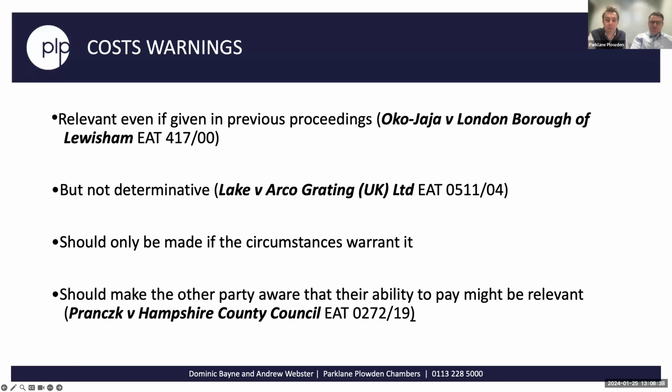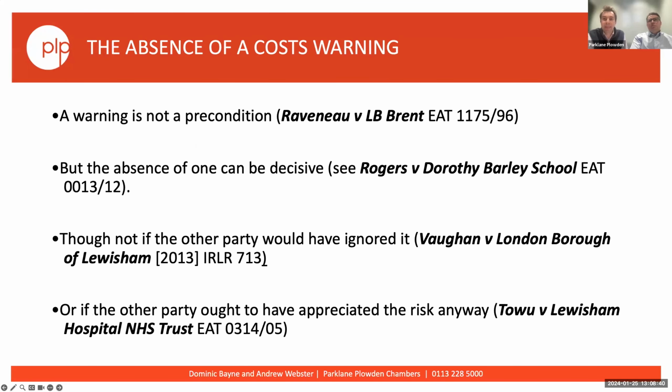What about if you haven't sent a cost warning letter? That's going to make it harder, but it may not be a disaster. It's all going to depend on the facts. So in Rogers, the claimant's case failed because the tribunal had no jurisdiction to hear the sort of claim that he was bringing. The respondent had known that for many months. They'd known for months that this was a misconceived claim that was bound to fail. They could and should have given the claimant the opportunity to reflect on their position, but they didn't. And that was a decisive factor.